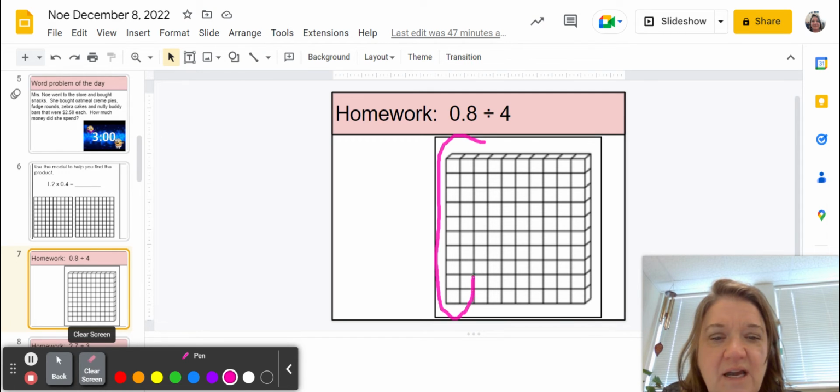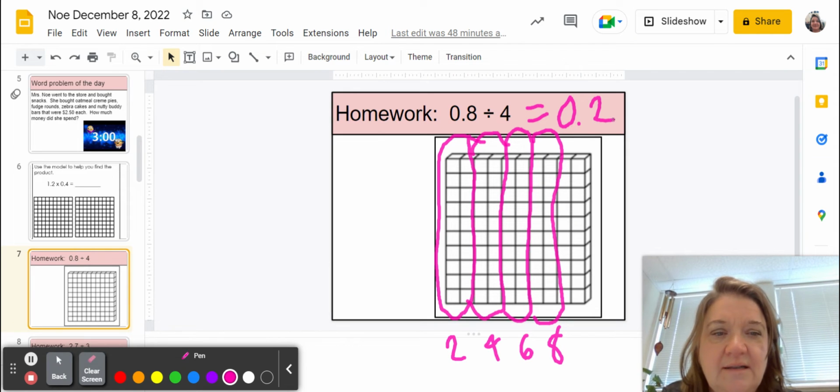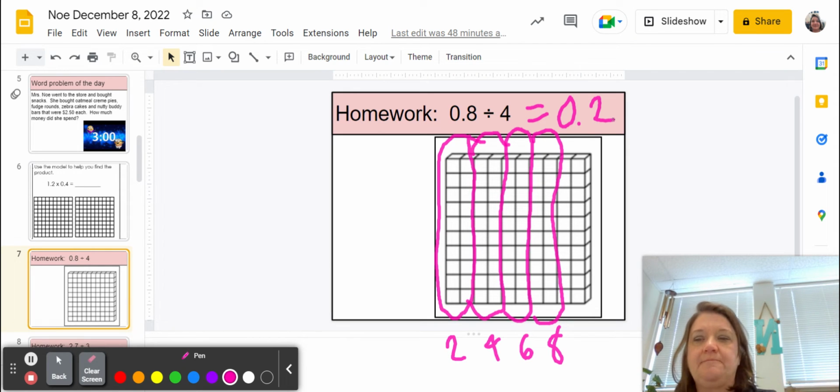There's one group, and I know it's kind of hard to see. It's easier when we work with the manipulatives in class. You know, the pieces, they're easier to work with. But I've got 8/10, right? I've got 2, 4, 6, 8/10 divided into 4 equal groups. I've got 2/10 in each group.